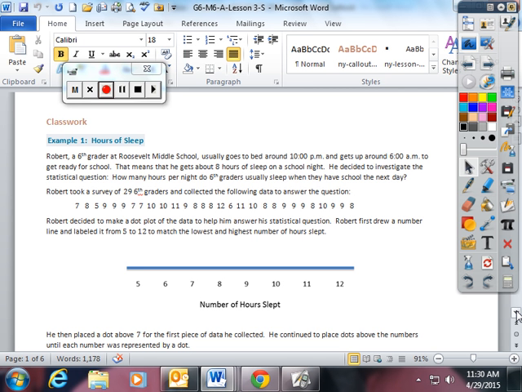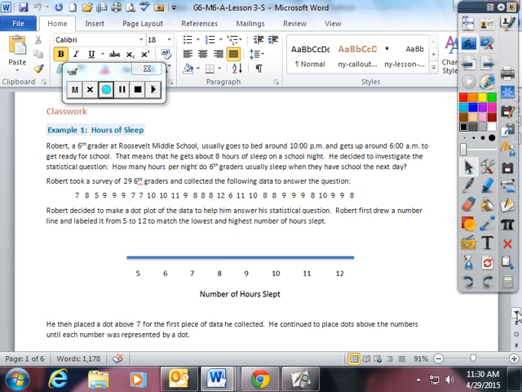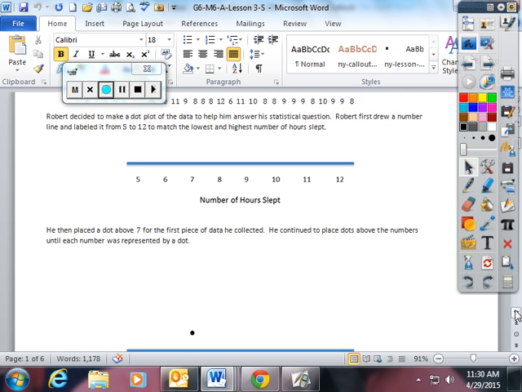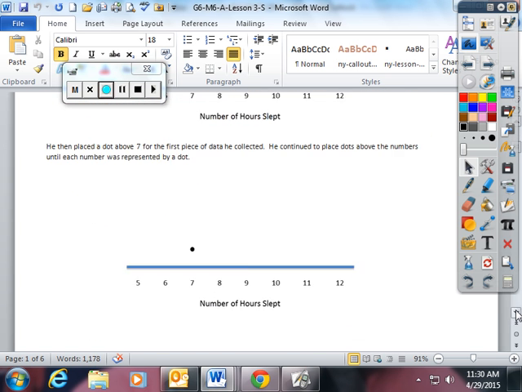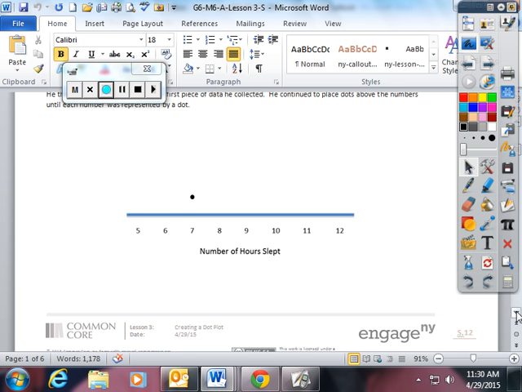I would like you to read Classwork Example 1, Hours of Sleep. I'd like you to read all the way to the bottom of the page, which asks you to create a dot plot. I'm going to ask you to do this on your own and then hit play, take any notes that I record, and then check your dot plot with mine.